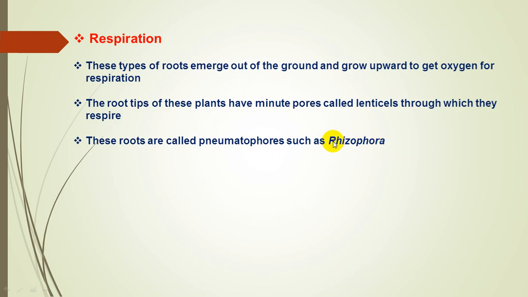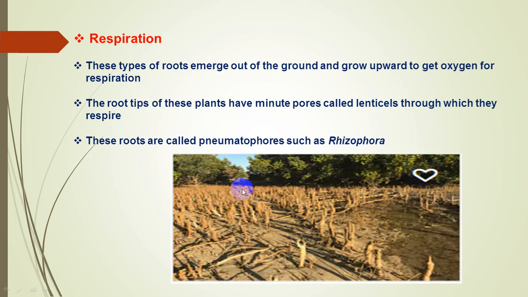They reside in swampy areas. So these roots which emerge out of the ground have certain minute pores which are called lenticels. These lenticels get oxygen and help the plant to respire. This image shows this clearly. You can see here, these are the pneumatophores. They grow out of the ground and these have lenticels and help in respiration.